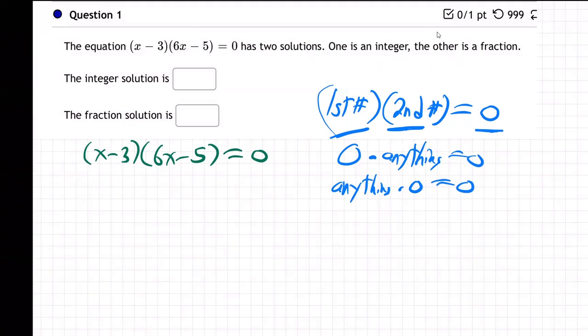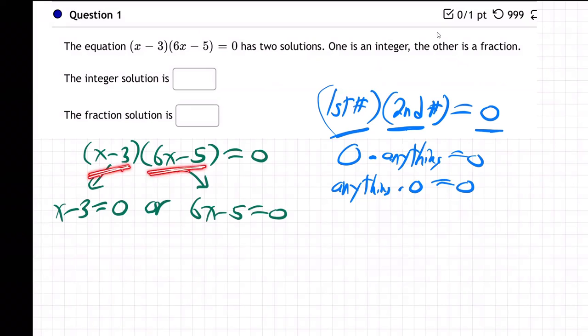So what does that mean about our equation? Well, that means the first parenthesis is equal to 0, or the second parenthesis is equal to 0. Does that make sense? Because that's what this has, right? This has two things multiplying, parentheses mean multiply, you know that, to equal 0. So that means the first one is 0 or the second one is 0. And then from there, we just solve for x in both.